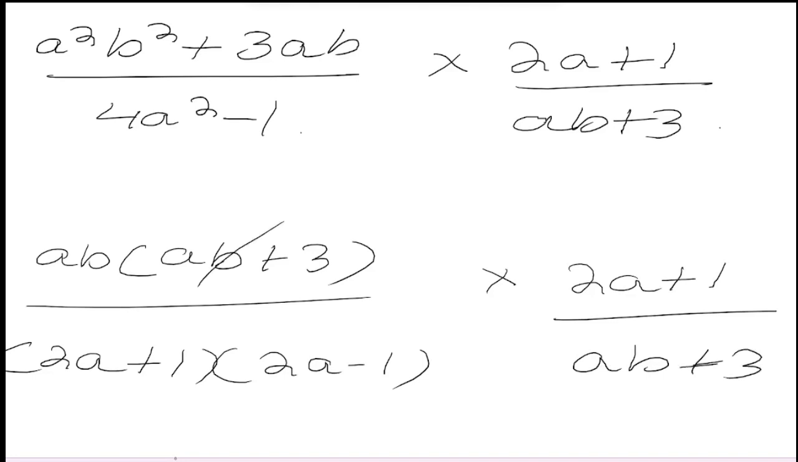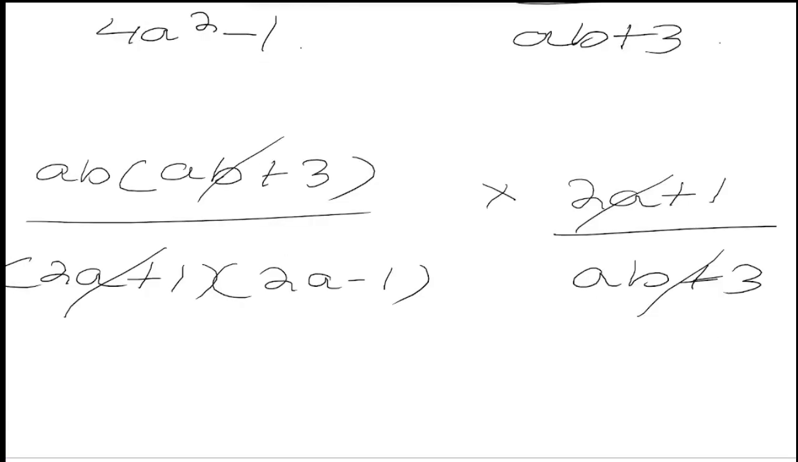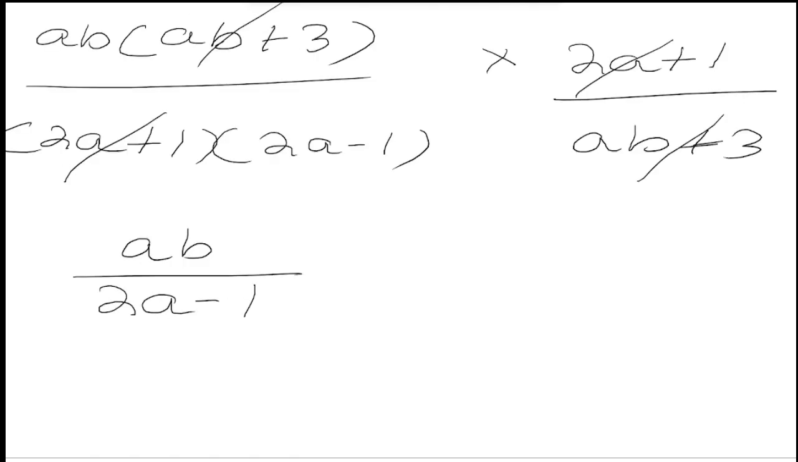Now ab + 3 will get cancelled and 2a + 1 will also get cancelled. So we have ab divided by 2a − 1. So this will be our final answer, which is ab divided by 2a − 1.